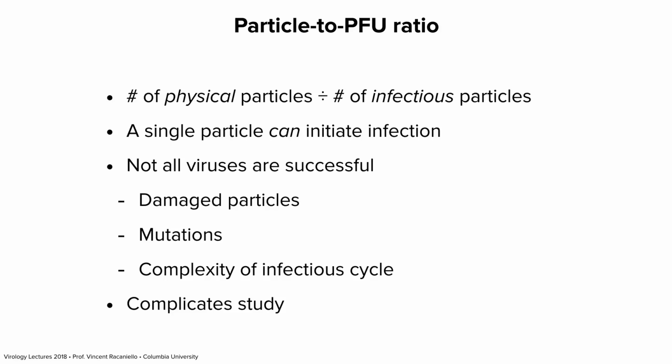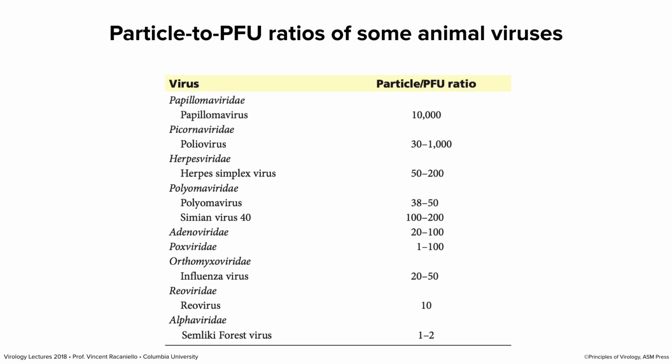So what this means is that the one-hit growth curve means that a single particle can initiate infection, but not all viruses are successful in doing that. And that's because they're damaged, they have mutations. The infectious cycle is complicated, and if it fails at any one point, it's not going to be the proper particle. Whatever the reason, to this day we really are not sure. It makes doing virology complicated, because depending on the virus you're working with, you never know if the physical particles are actually having the effect that you're looking at. So let me illustrate this with some examples.